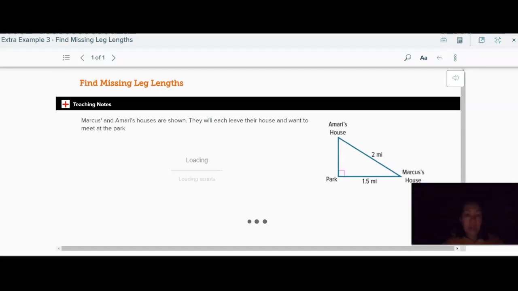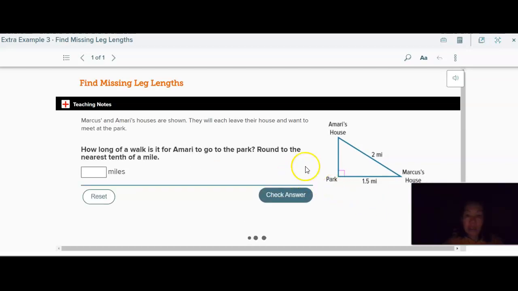So for another example here, we're missing this distance. From Marcus to Amari's house is 2 miles. Marcus is this distance from the park. How far is Amari's house from the park? So I'll just call this a. We would say that a squared plus 1.5 squared equals 2 squared.